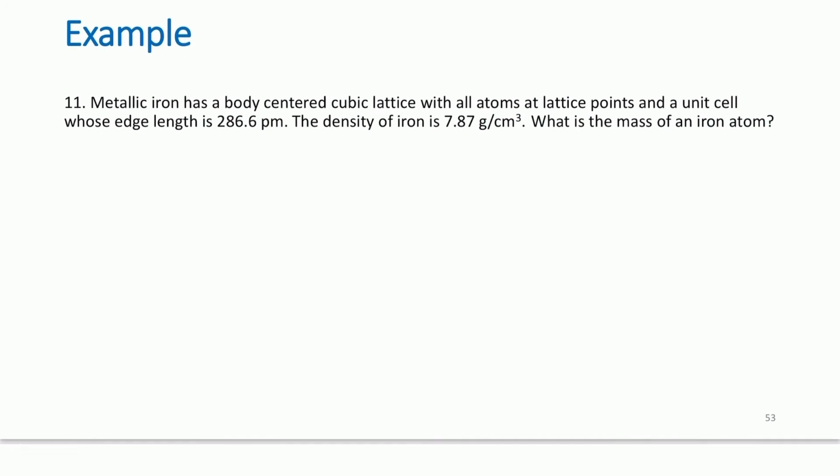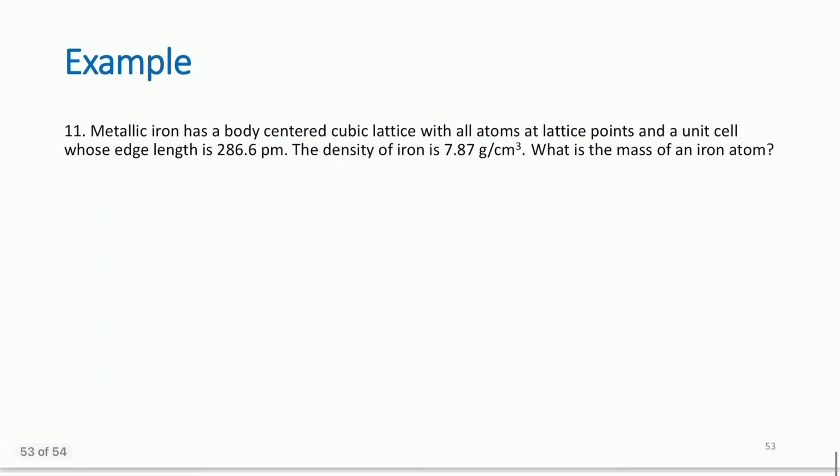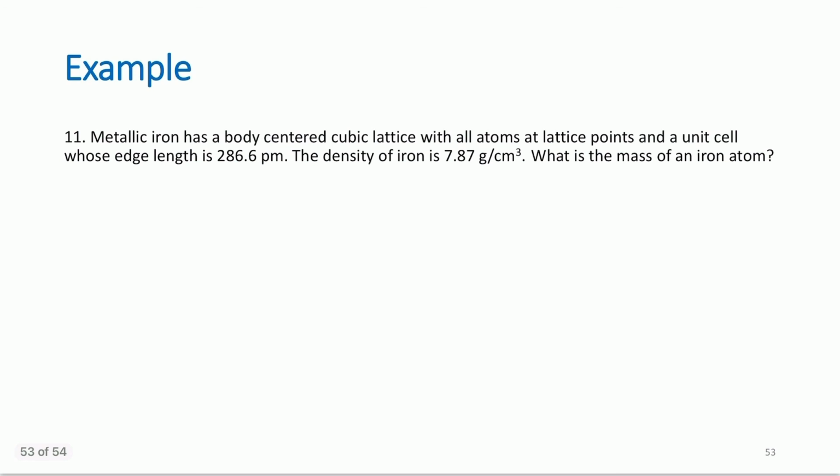Okay. Metallic iron has a body-centered cubic lattice with all atoms at lattice points and a unit cell whose edge length is 286.6 picometer. The density of iron is 7.87 grams per centimeter cubed. What is the mass of an iron atom? Metallic iron, body-centered cubic, so BCC, so 2 atoms per cell. Edge length 286.6 picometer, and density is given. And I want to know the mass of an iron atom.